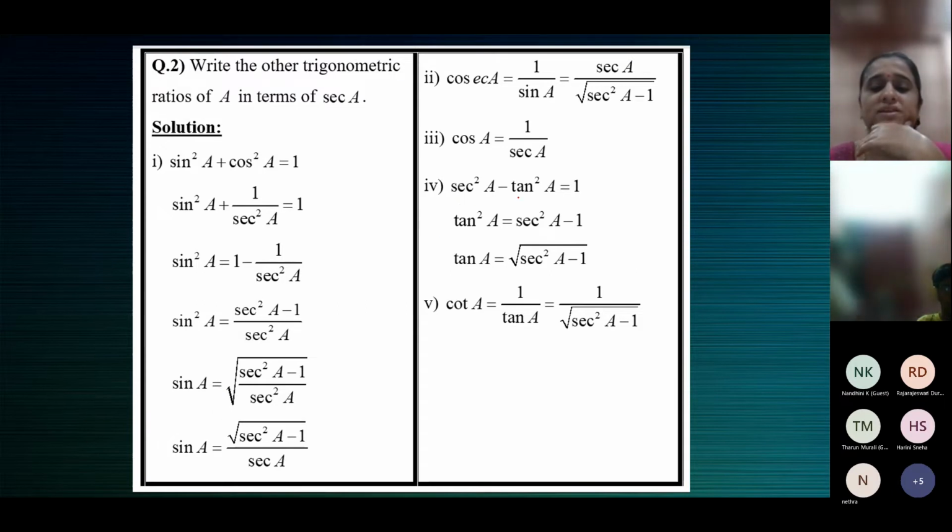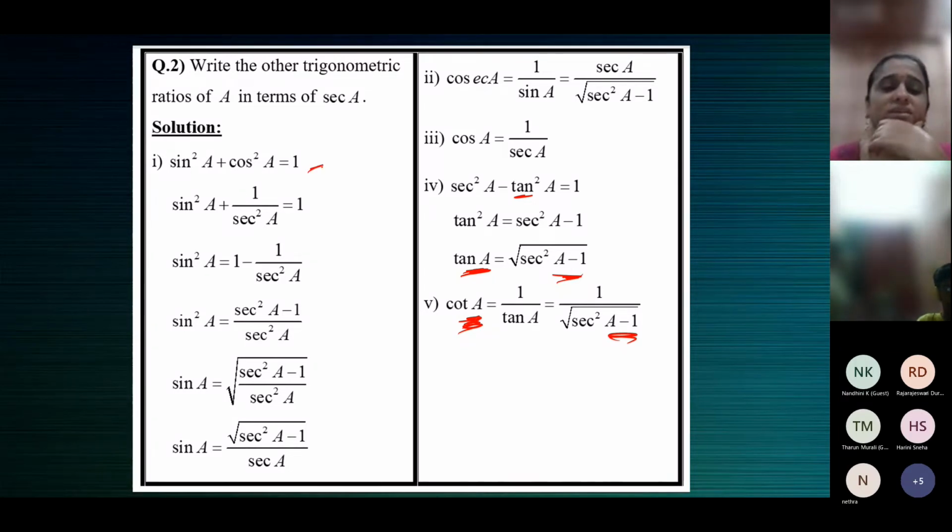So using this identity, you can write tan in terms of secant. Once you write tan in terms of secant, immediately you can write cot also in terms of secant, because tan and cot are reciprocal ratios.